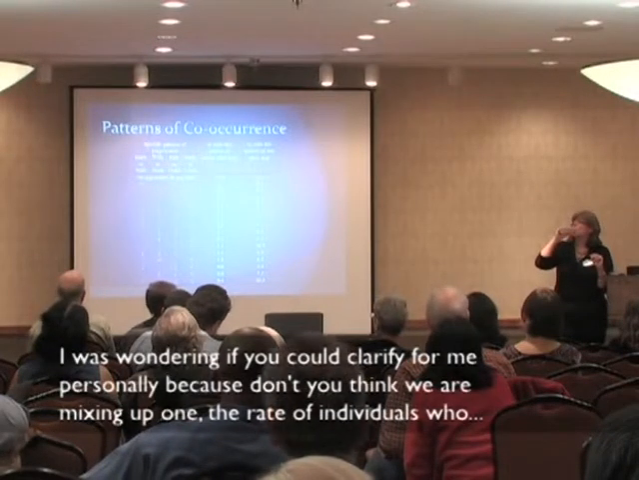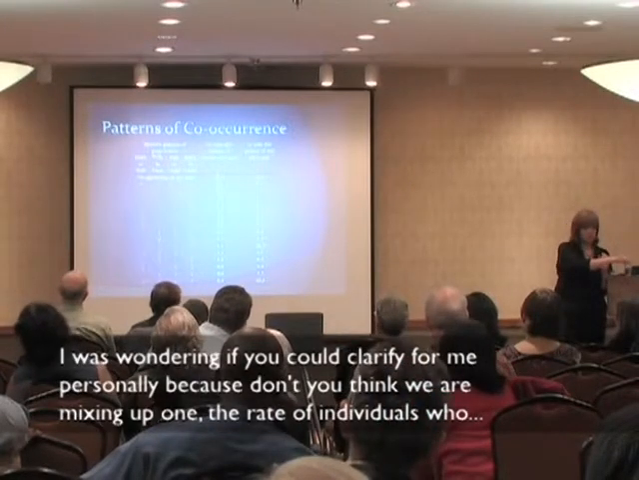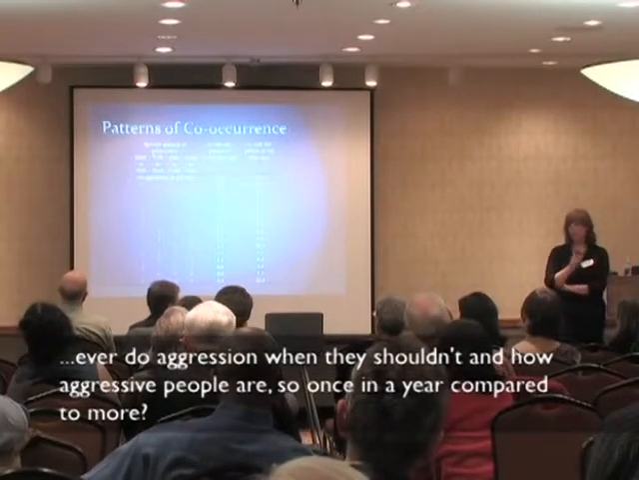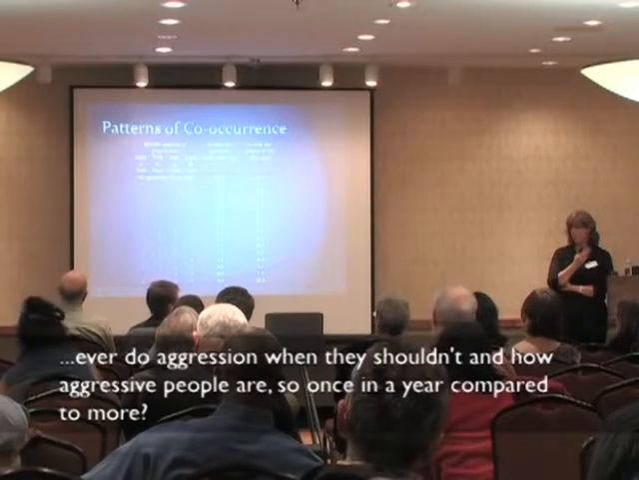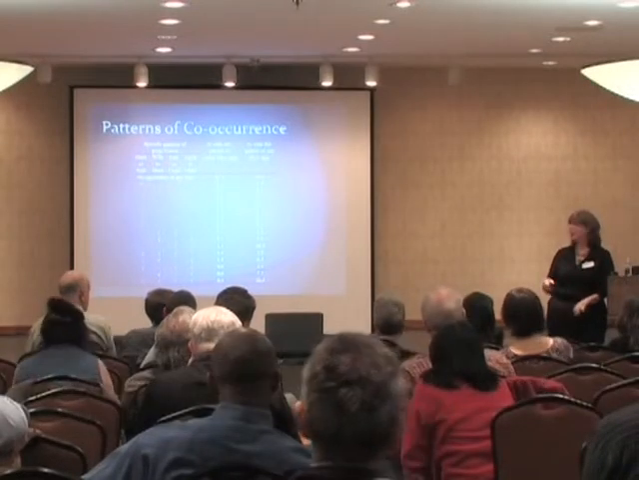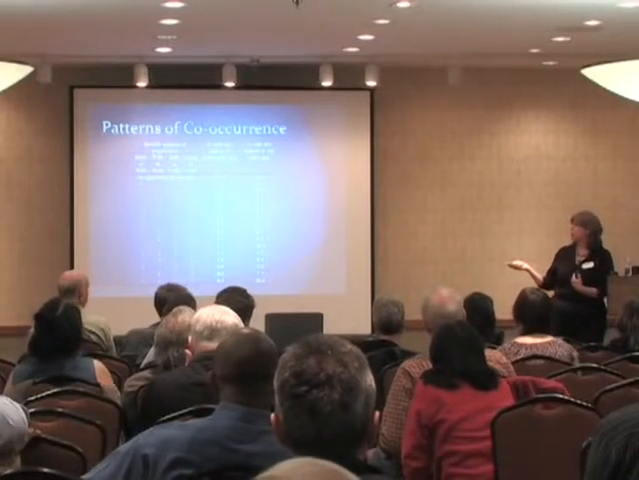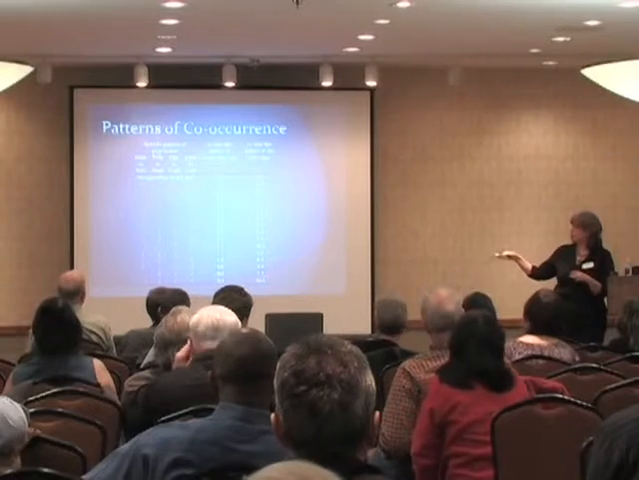I don't know if you can clarify for me, but I'm still personally very confused. It seems to me that we're mixing up the rates of individuals who ever use aggression when they shouldn't, and how aggressive people are. So if once in a year is the threshold, that doesn't mean that these people were aggressive only that once. So the whole range is represented here between people who are.